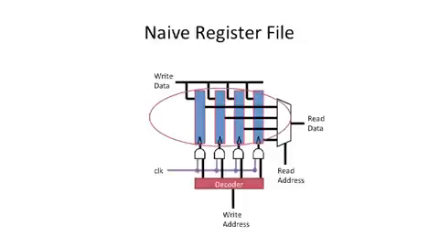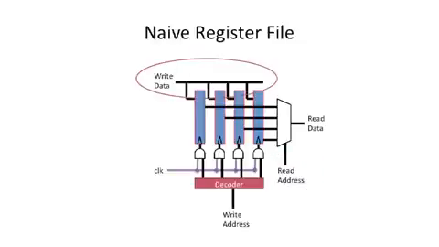Here we have 4 entries that are flip-flops. Maybe it's multi-bit wide. Let's say each of these registers is 32 bits wide, and each of these buses here is 32 bits wide. And we're going to select, based on a read address, some value. This is 2 bits here, so we can choose out of one of 4 places.